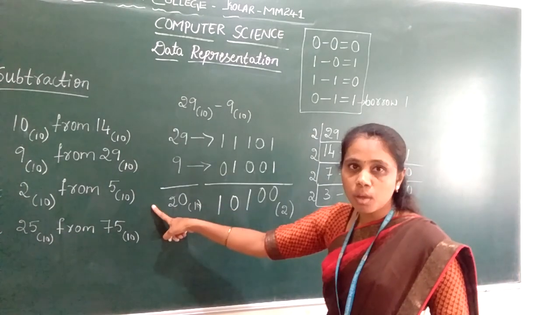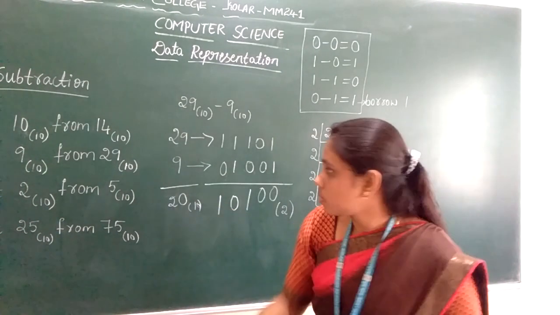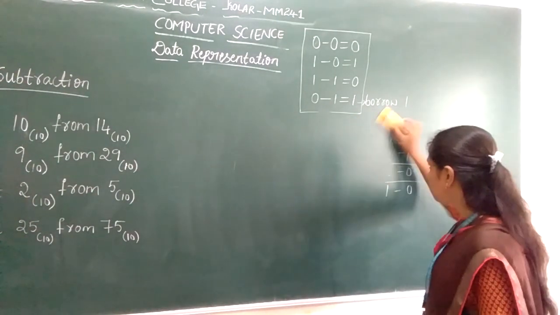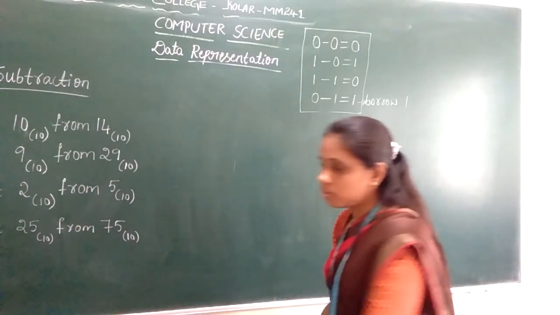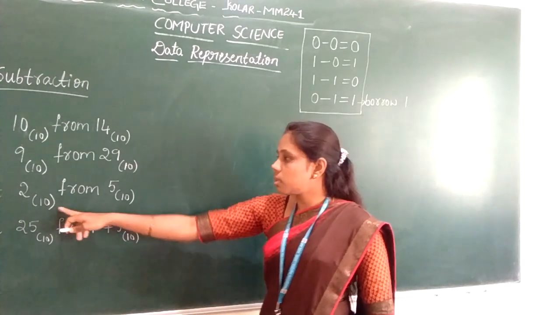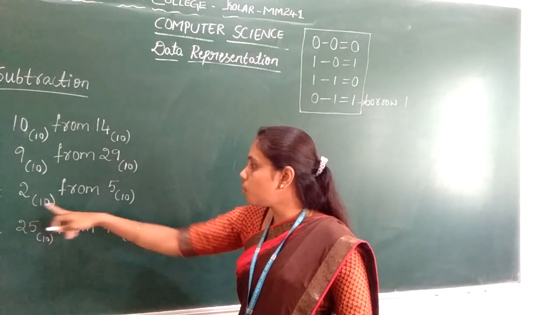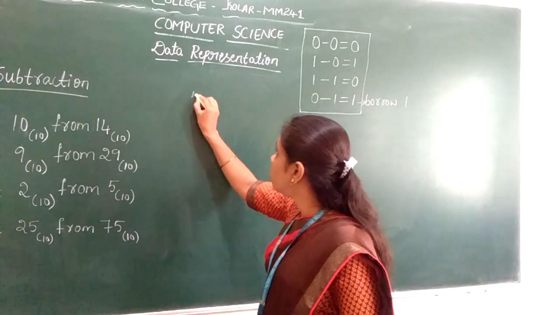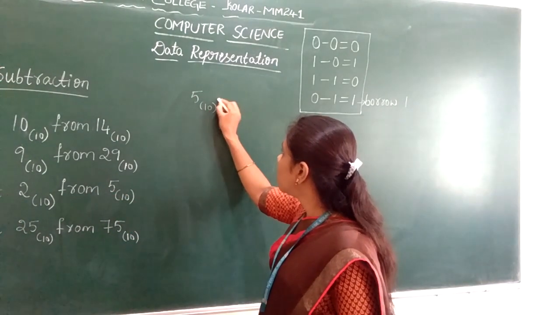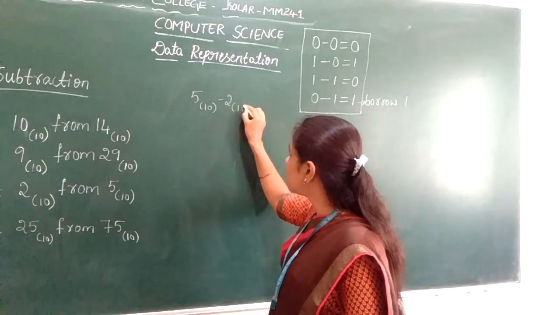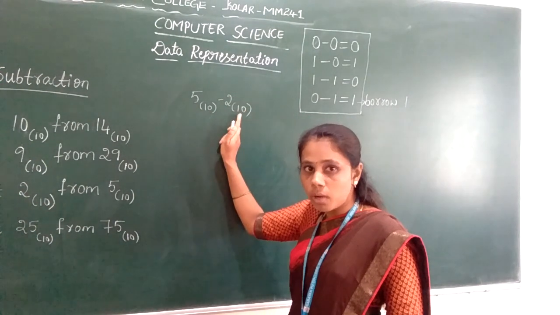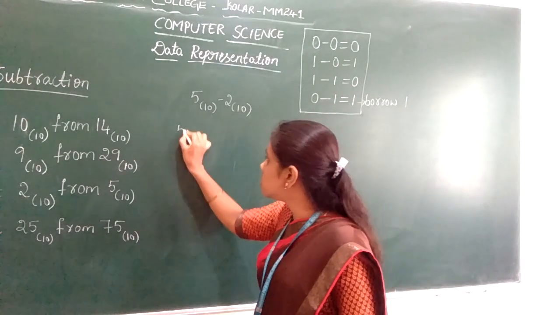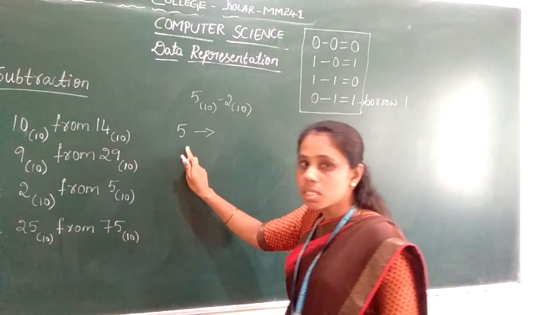We'll see another problem. Now the third problem is subtract 2 from 5. That means 5 minus 2. 5 base 10 minus 2 base 10. This is also in decimal format. Now convert this decimal number to binary. First consider 5. Find out its binary value.